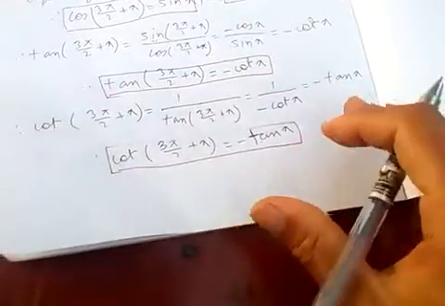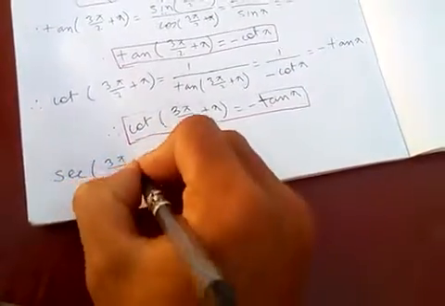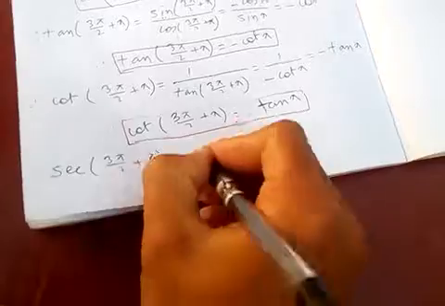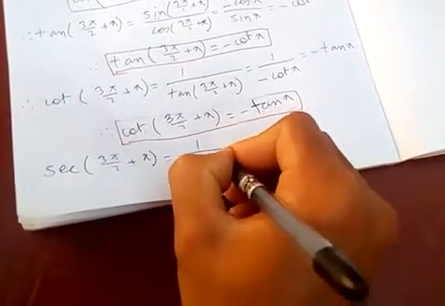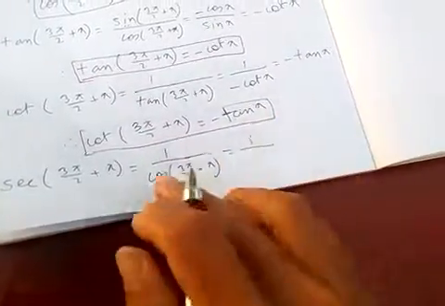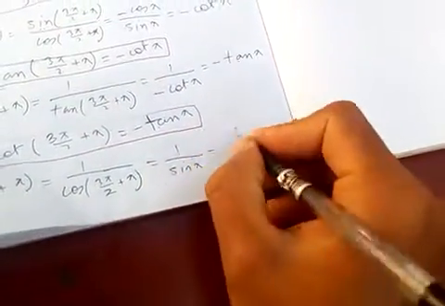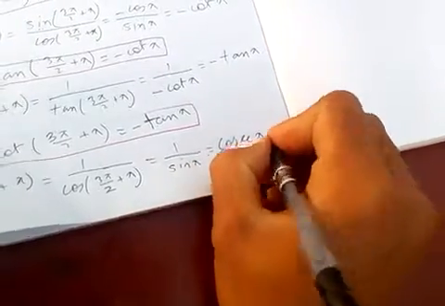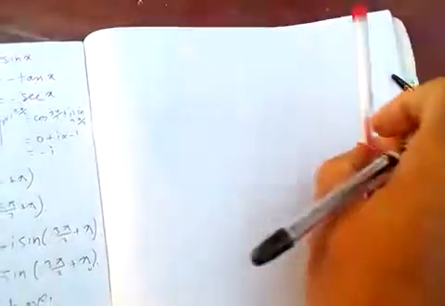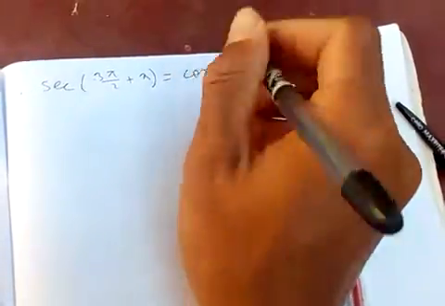And sec of 3 pi by 2 plus x is just 1 over cos of 3 pi by 2 plus x, which is 1 over cos, that is sine of x, and 1 over sine of x is cosec of x. So therefore sec of 3 pi by 2 plus x is equal to cosec of x.